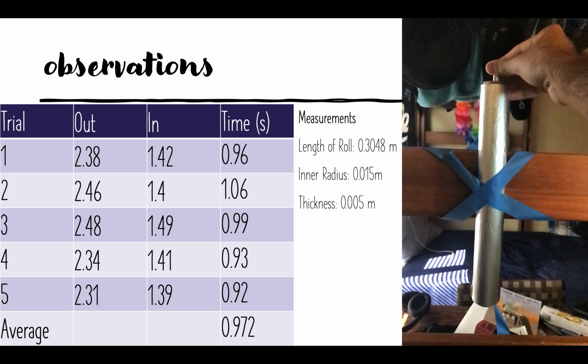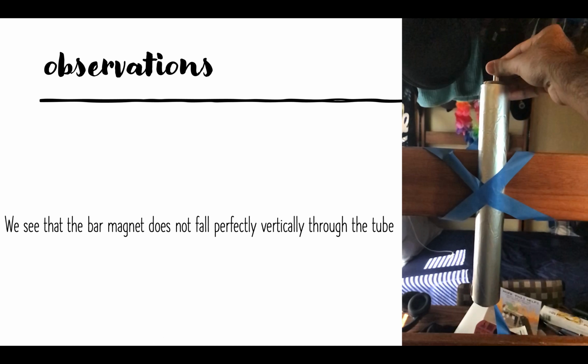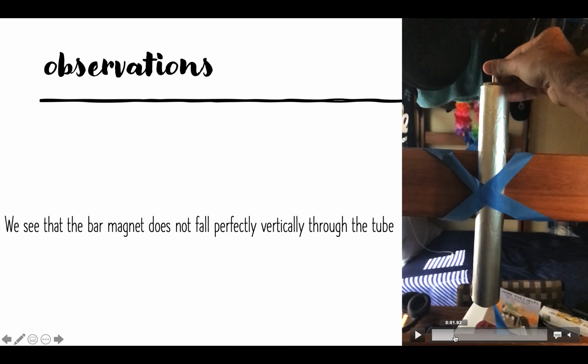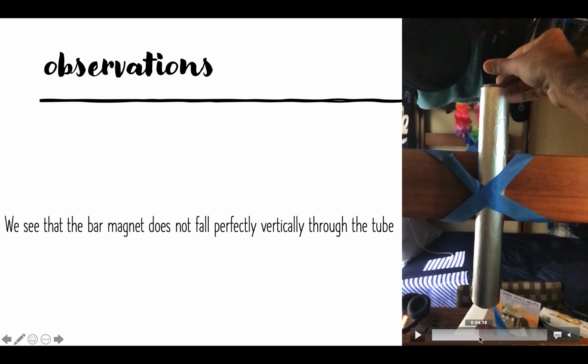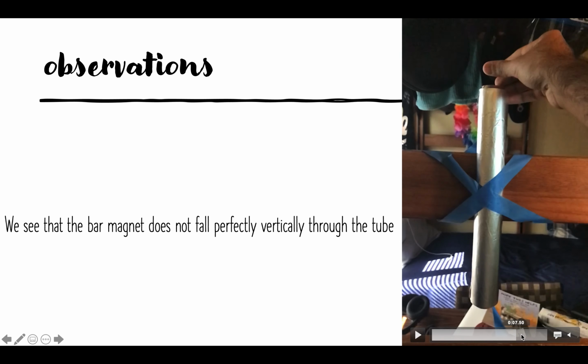Looking at my experiment, the length of the roll was about 30 centimeters, with an inner radius of about 1.5 centimeters and a thickness of 0.5 centimeters, and the magnet took an average of 0.972 seconds to fall through the roll of foil. Looking at the slow motion of the magnet falling through, we see that it exits the tube at an angle, and I observed that as the magnet falls, it is not falling vertically through the tube.